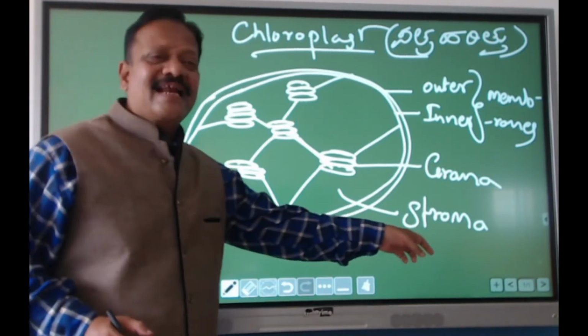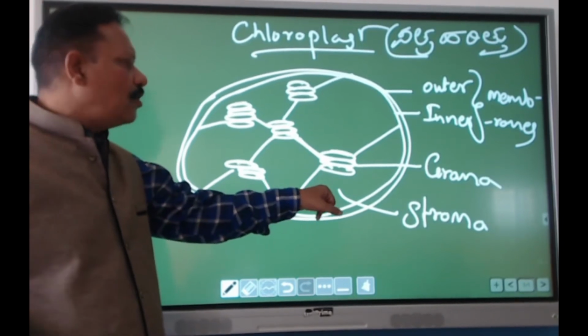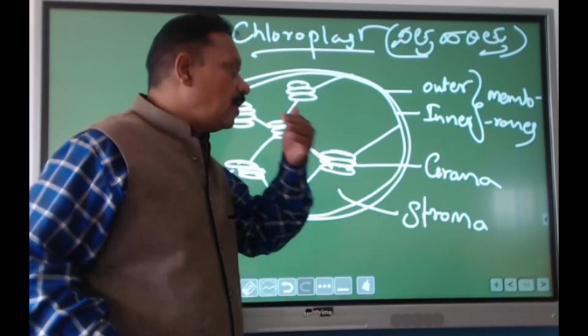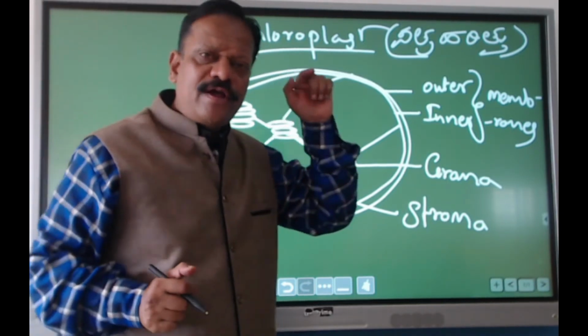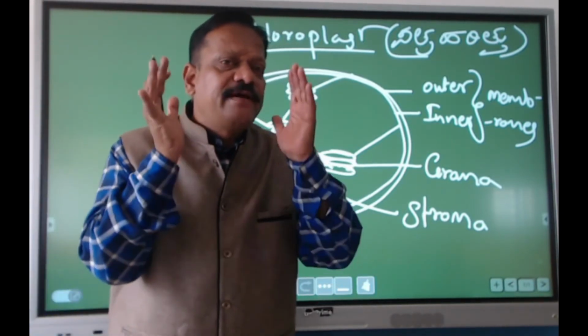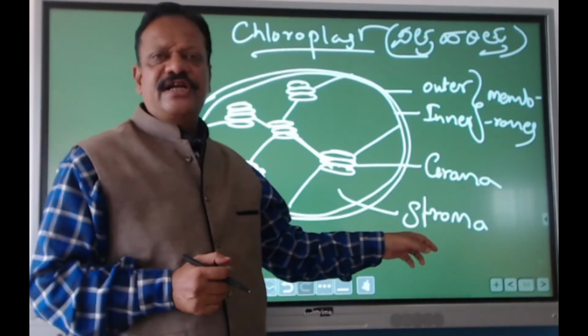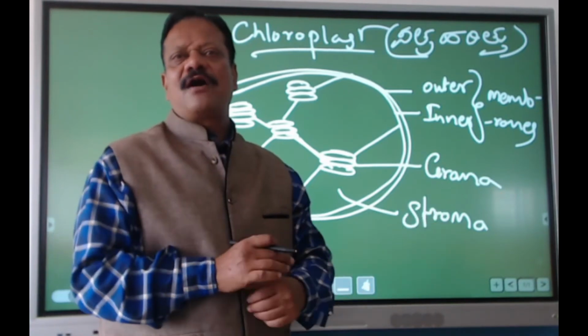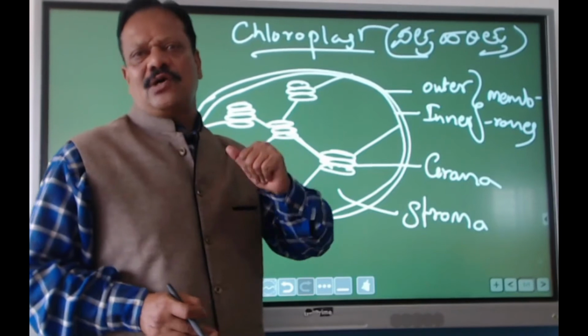The night-time reaction, or dark reaction, as you call it, takes place in the stroma. So in this way, during day time it is undergoing photosynthesis and producing food material. And during night time, the dark reaction is taking place in the stroma of the chloroplast. So in this way, you are observing the chloroplast.